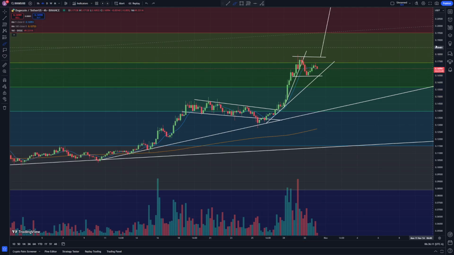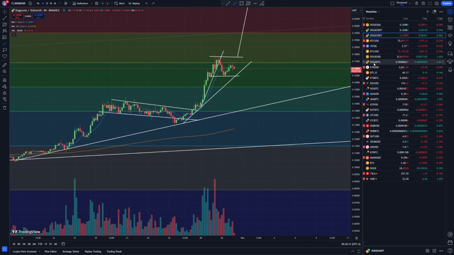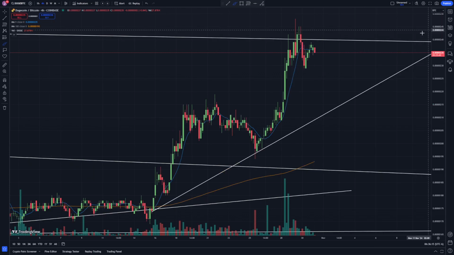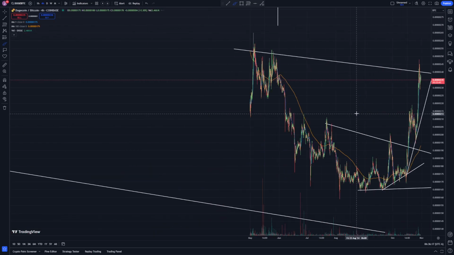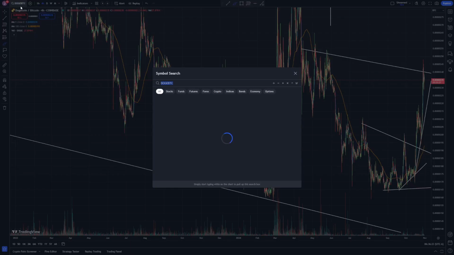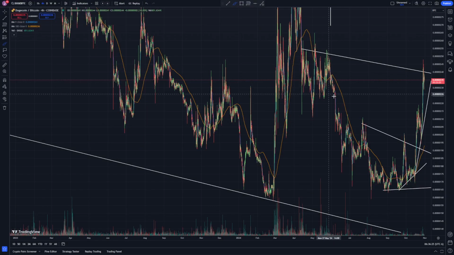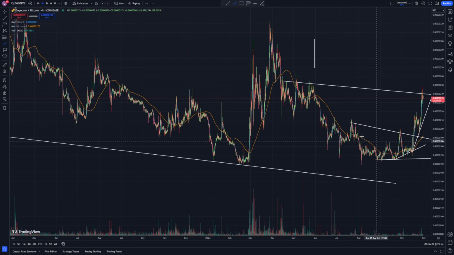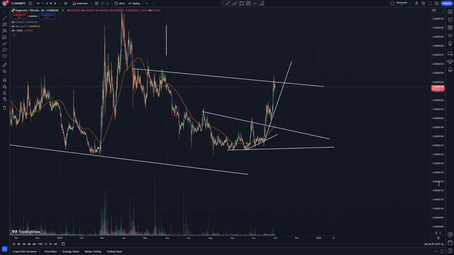Let's go ahead and take a look at a different chart. Let's take a look at Dogecoin or Bitcoin real quick. Okay, so in this chart, it's DOGE BTC. I'm on tradingview.com right now. If you click right here, you can search the ticker symbols. Let's see. Okay.